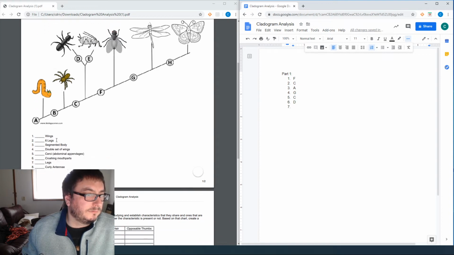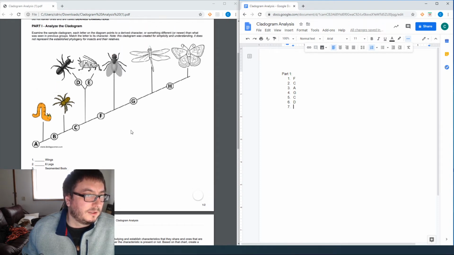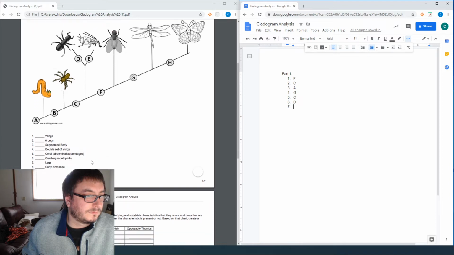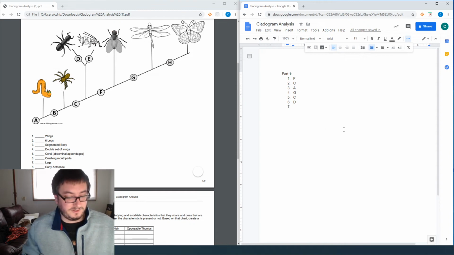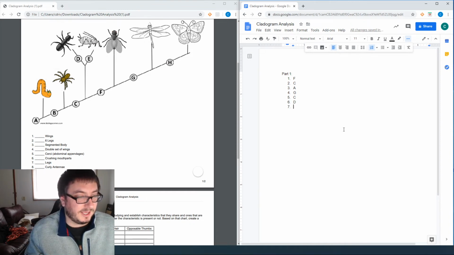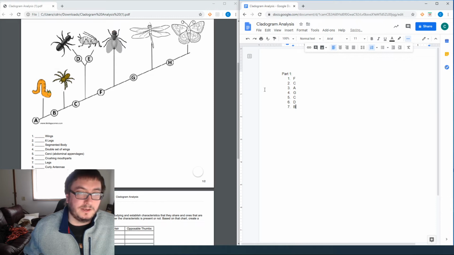7, oh, sorry. Well, I did mess up. So abdominal appendages, cerci. I don't know. We'll use the process of elimination here in a second. Legs would definitely be developed at B then. So we'll have to figure out where that fits in.